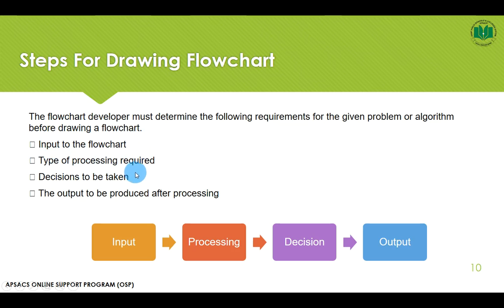Then, what type of processing is required. We need an if-else structure, we need a looping structure, we need a sequence structure. We must decide what kind of programming. In the processing, we need the formulas, what to do for solving the problem. These are the inputs and what to do with these inputs.